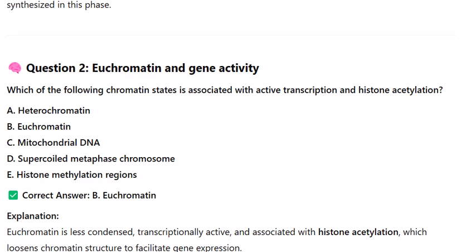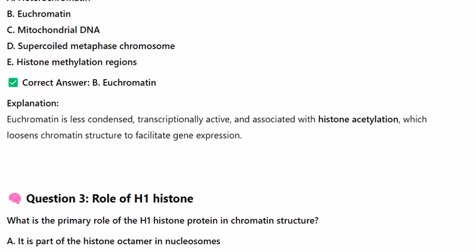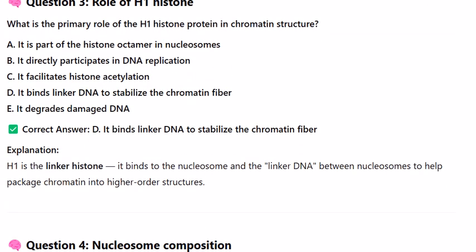Question 2. Euchromatin and gene activity. Which of the following chromatin states is associated with active transcription and histone acetylation? A. Heterochromatin. B. Euchromatin. C. Mitochondrial DNA. D. Supercoiled metaphase chromosome. E. Histone methylation regions. Correct answer: B. Euchromatin. Explanation: euchromatin is less condensed, transcriptionally active, and associated with histone acetylation, which loosens chromatin structure to facilitate gene expression.